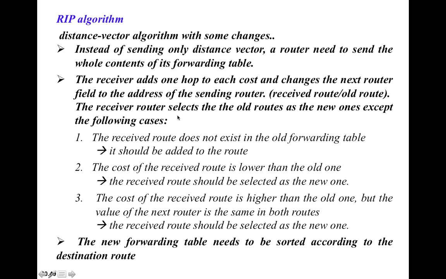Now, there are certain rules that we have to remember about RIP. There are some modifications over the distance vector algorithm. In the distance vector algorithm, we have routers exchanging vectors with their neighbors. But in RIP, instead of sending the vector, we are sending the whole contents of the forwarding table, everything that we have. We just send the whole thing off to the other routers, okay?